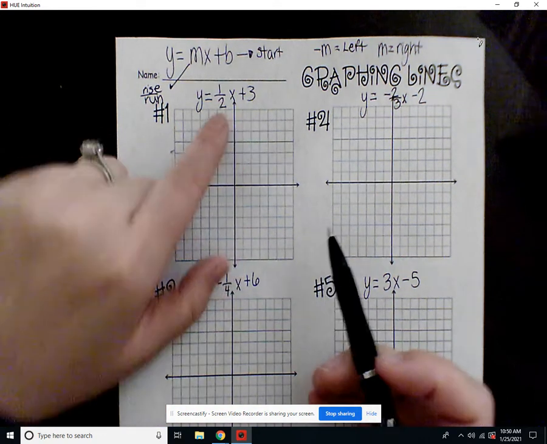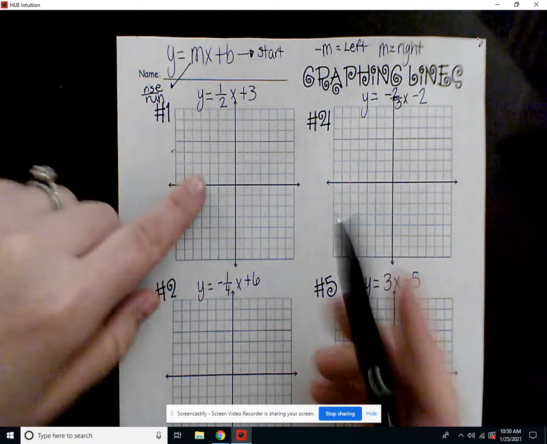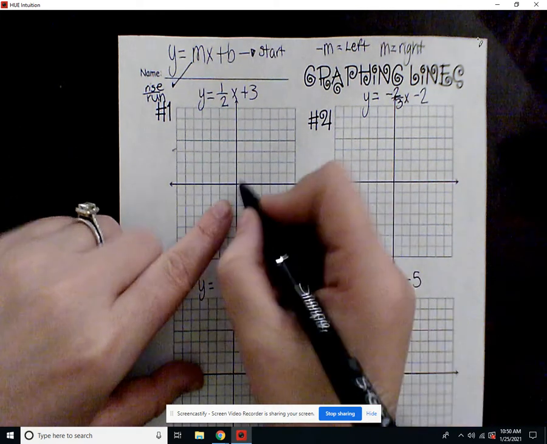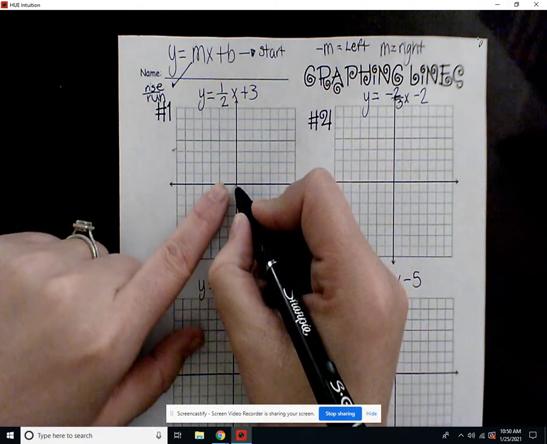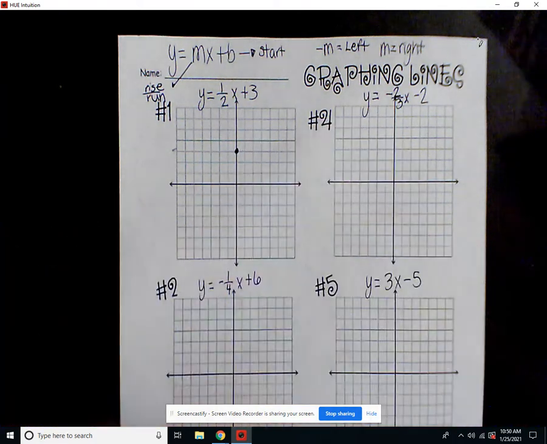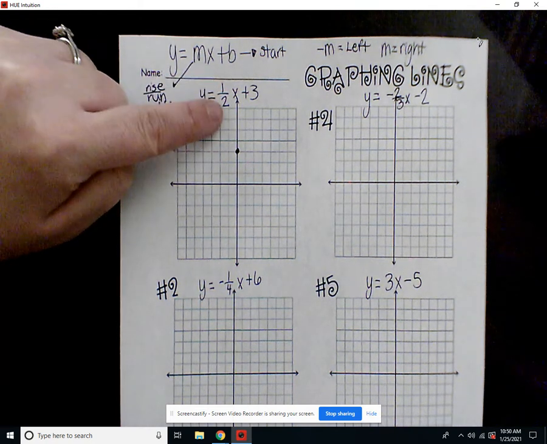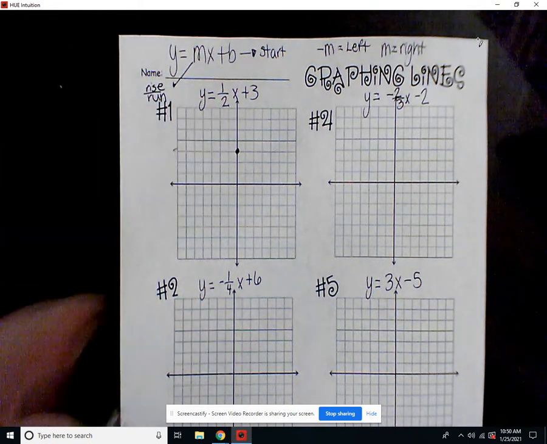So our first one is 1/2 x plus 3. So 3 is where we start. We start on the y-axis. So here's our center. We're going to go up 3 spaces, 1, 2, 3, and put a dot. All right. So now we look at the m, which is our 1/2. So the top number is how much we're going to rise. Second number is how much we're going to run, left or right.